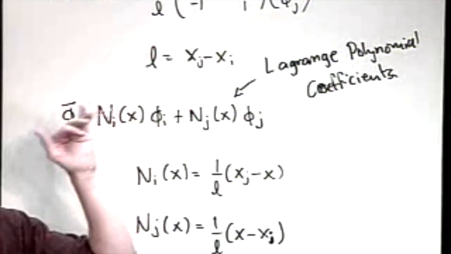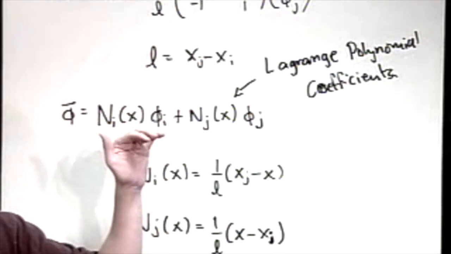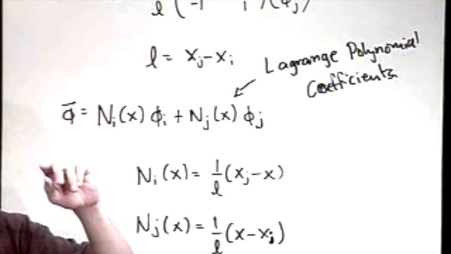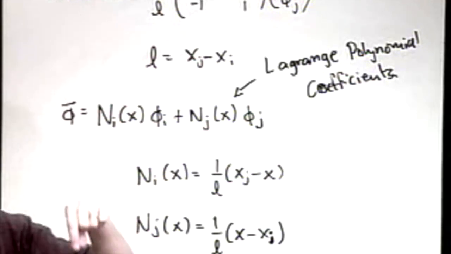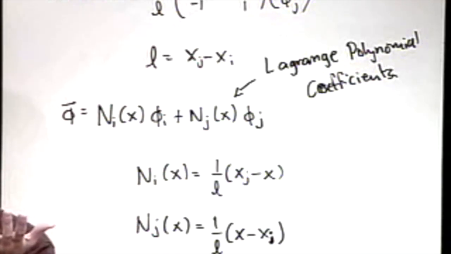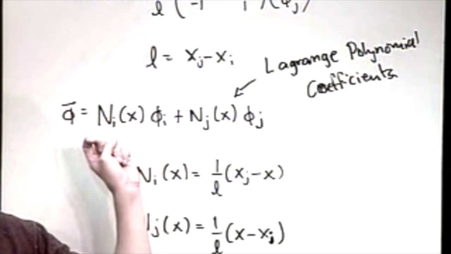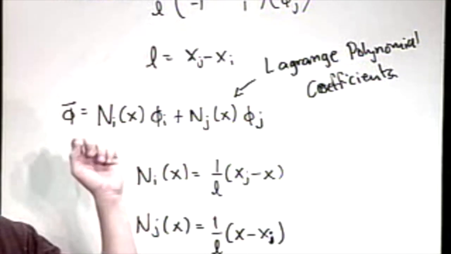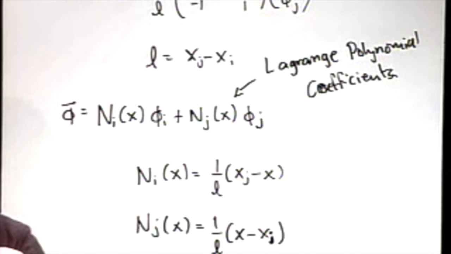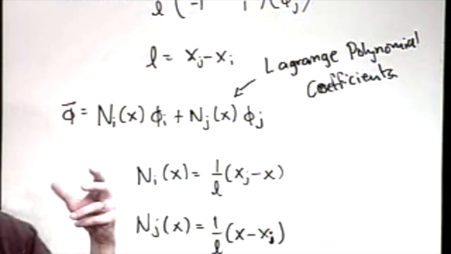Remember the 5 steps, we're on step 2. Step 3 comes next, where we're going to actually take an equation and discretize it, and when we discretize it, we want to start using this formulation right here. That's what is standard.